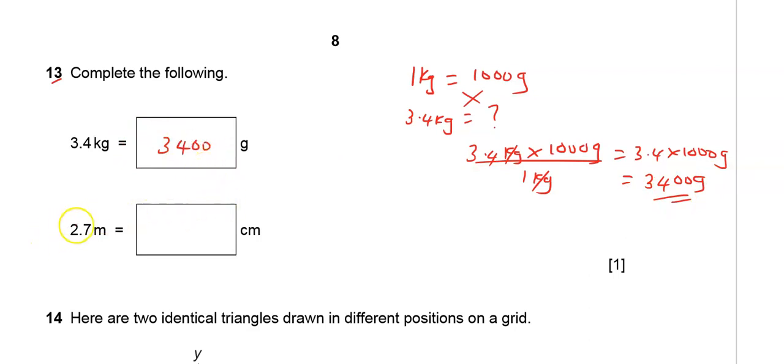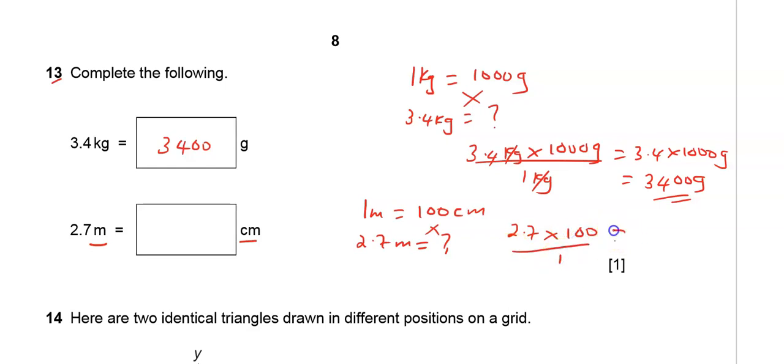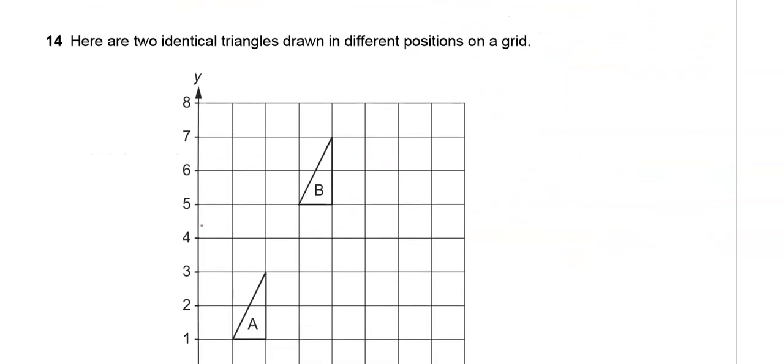So 3,400 grams. Then we have 2.7 meters to change to centimeters. We know that 1 meter is equivalent to 100 centimeters. Therefore, 2.7 meters will be how many centimeters? We cross multiply. So 2.7 times 100 divided by 1. This will give us 270 centimeters. So 270 centimeters.